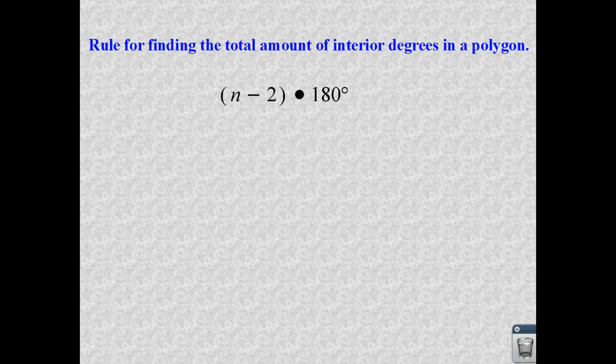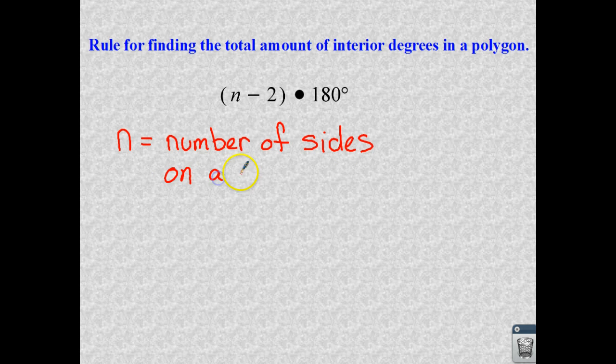And here you see a rule, n minus 2. N represents the number of sides of the polygon, if you want to write that down. So n is the number of sides on a polygon. And you're going to subtract 2 from the number of sides, and then that total, you're going to multiply by 180 degrees, and I'm going to show you why that occurs.